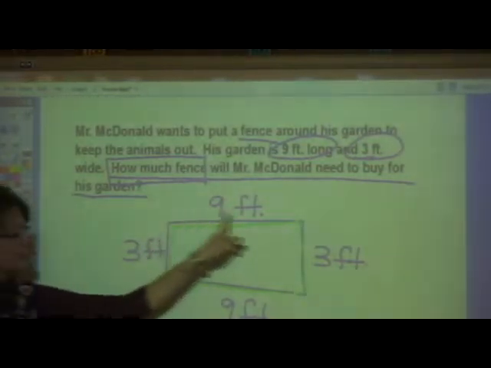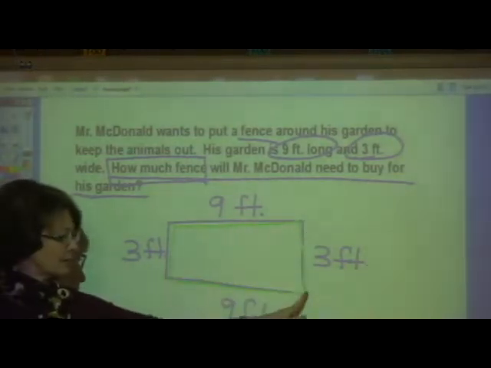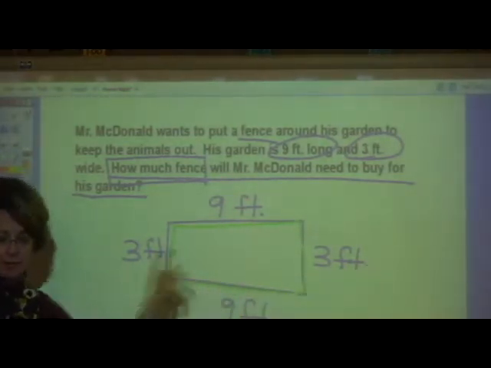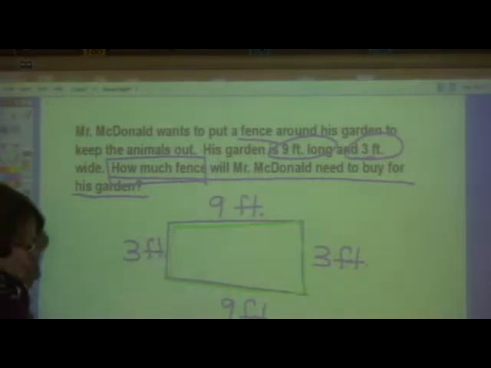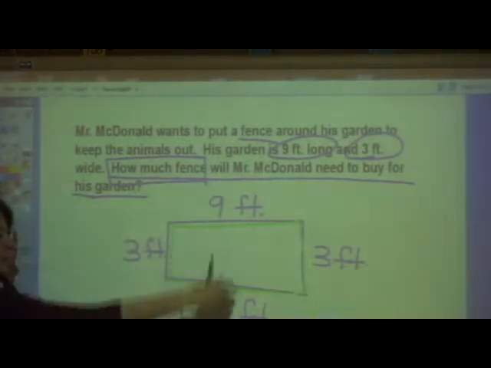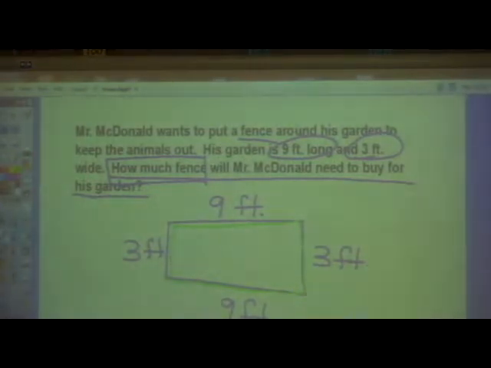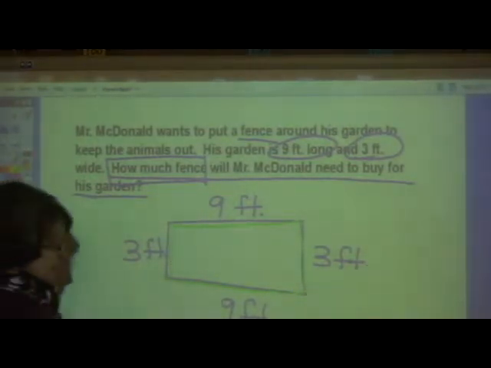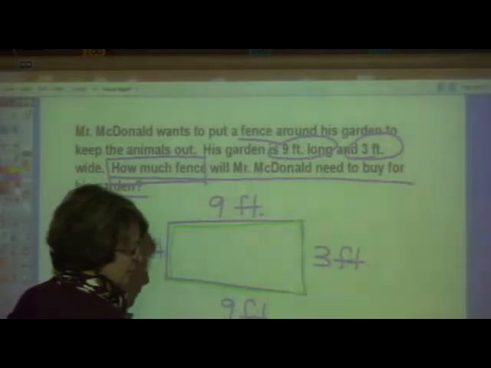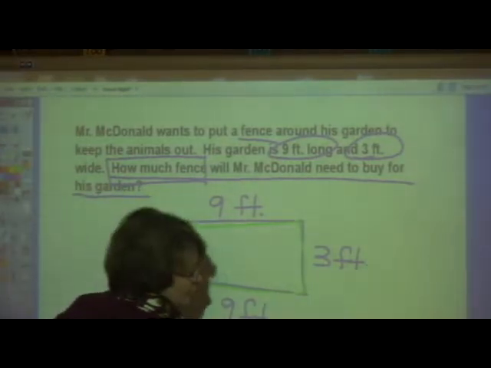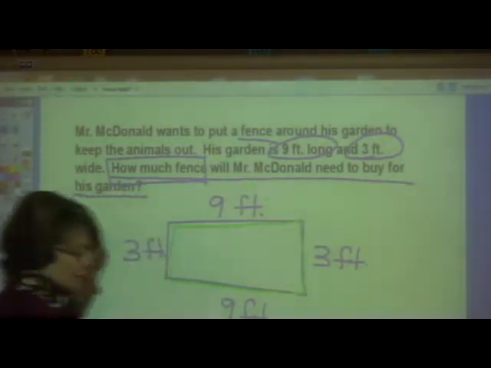Okay, and I need that many sides. If I only do 3 sides, but I don't have a fence, do I? I don't have a closed-in fence. So 3 feet plus 9 feet. And even though they could do that math in their head, we would require them to write those numbers out because they're showing us their thinking. 3 plus 9 plus 3 plus 9. Our answer is going to be in feet, but they always need to include their unit.